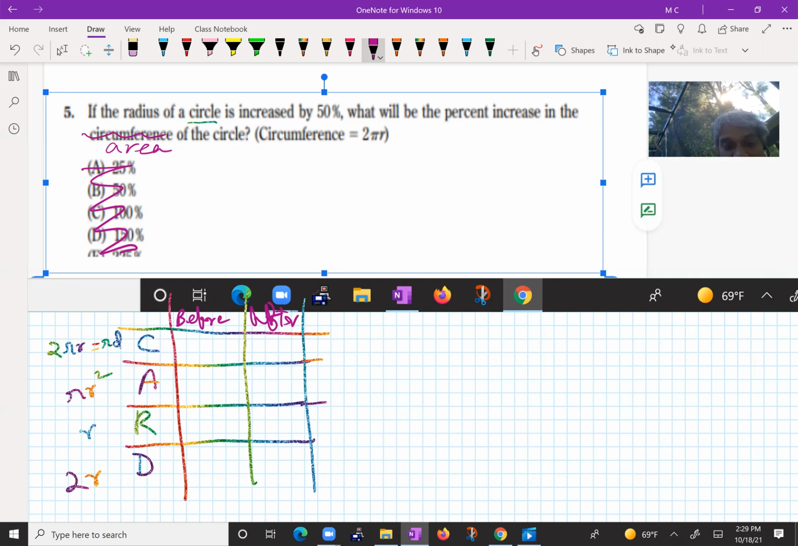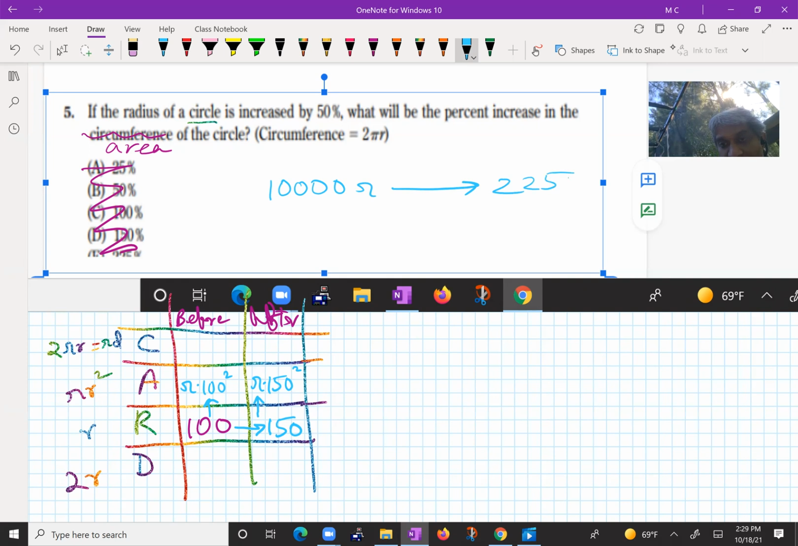So here, let's say the radius was 100. It went up 50%. So you can do this in your head. You can immediately tell it's 150. The area would be pi times 100 squared. And here, the area would be pi times 150 squared. So what happened? Basically, 10,000 pi, 100 squared is 10,000, changed to 22,500 pi.